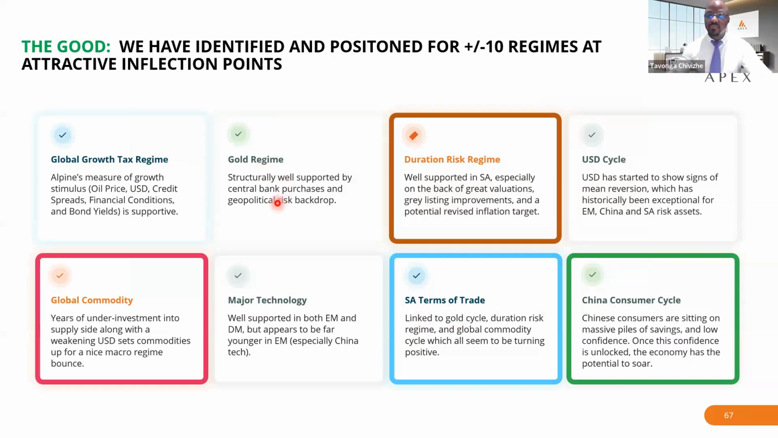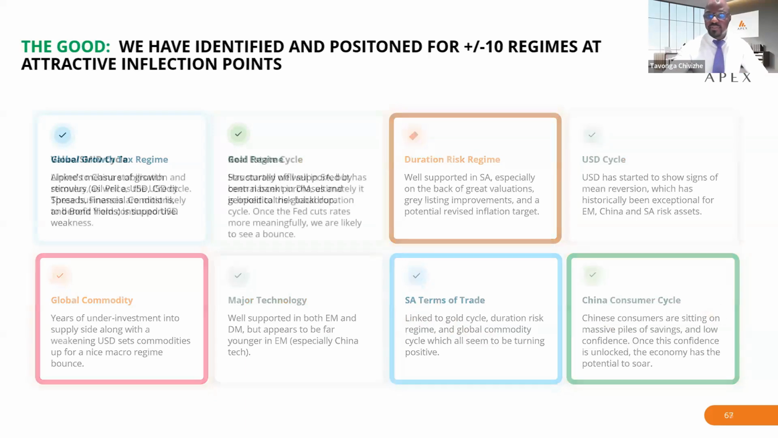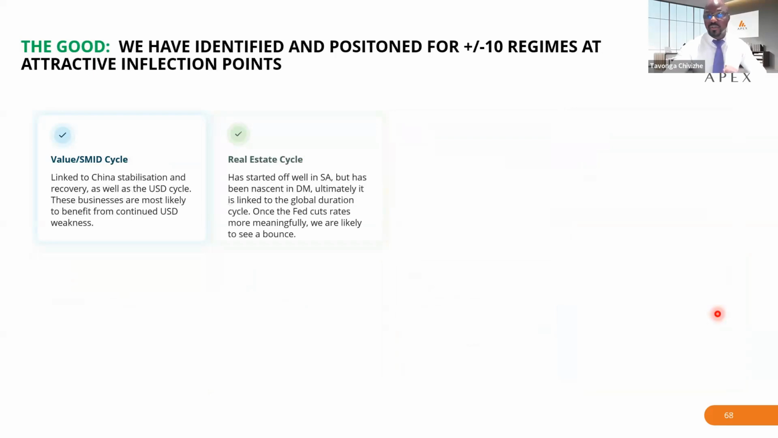The gold regime, we've been on this for a while. Duration risk, I'll give you a snippet of how that looks like. The dollar cycle, let's go past that. We talked about it. Global commodities, I'll give you another snippet. SA terms of trade, I'll give you a slight snippet. China consumer one, I'll spend a lot of time. The rest of them are just good examples. So from a regime perspective, these things have inflected quite nicely, and we have taken positions in your portfolios accordingly.